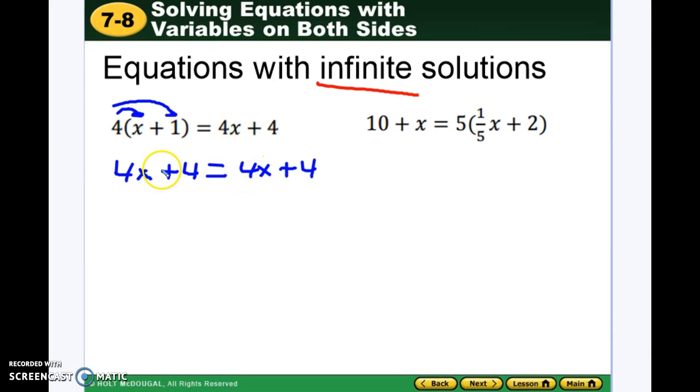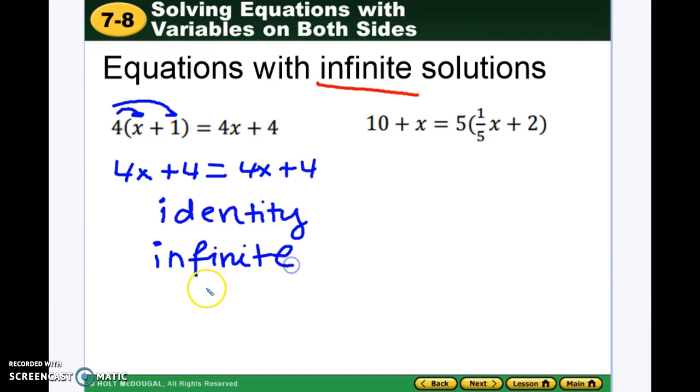Now, we don't even need to take this any further. If you look, they're both the same. This is called an identity. They are both the exact same equation. So in that case, we'll get infinite solutions.